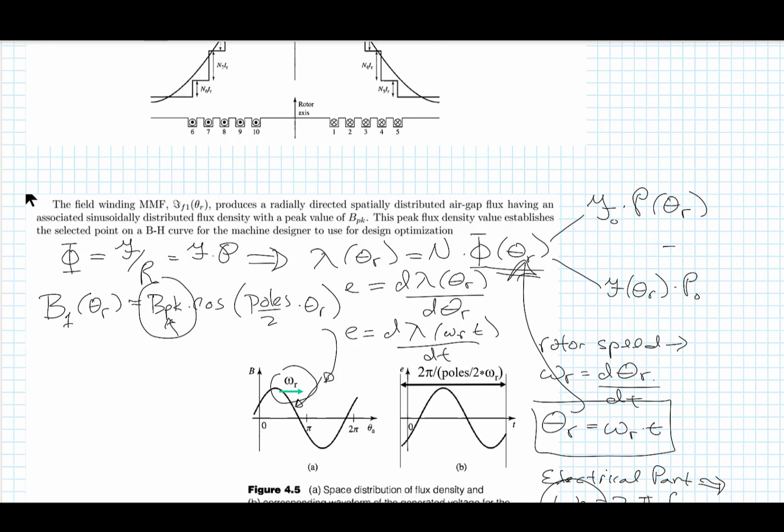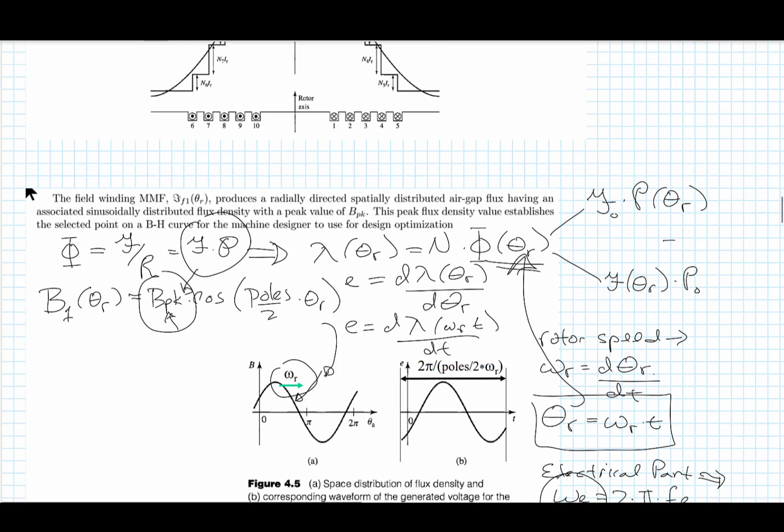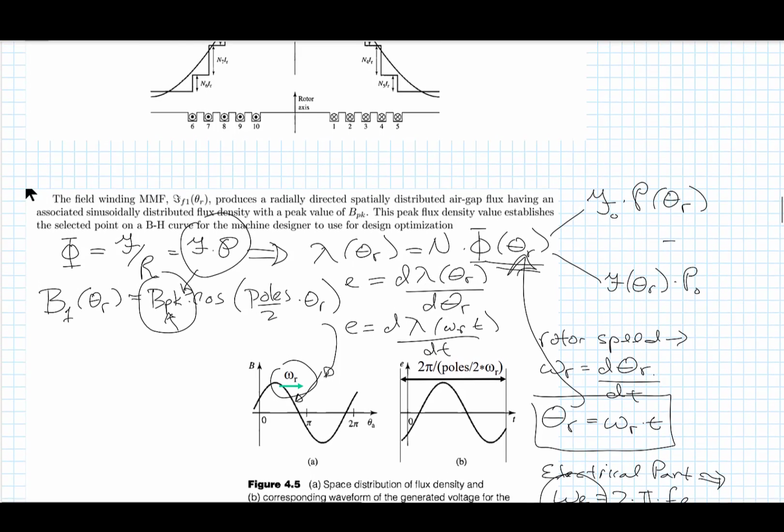All we need now, which we can get from this relationship here, is a peak flux density expression, and that becomes four times mu naught over pi g times the winding distribution factor. I'm writing it as the fundamental part of that.